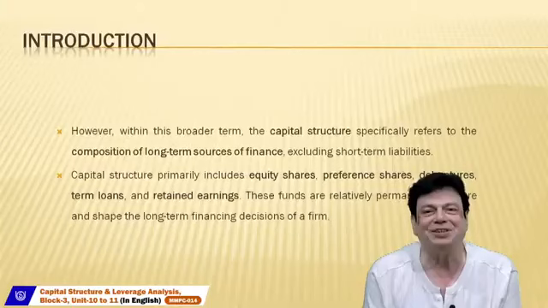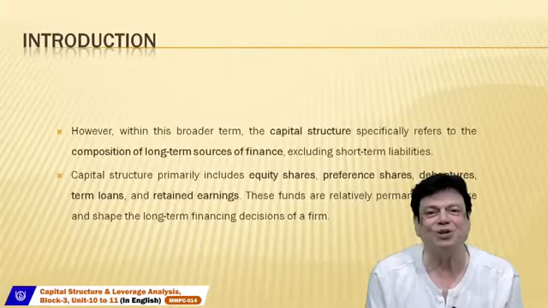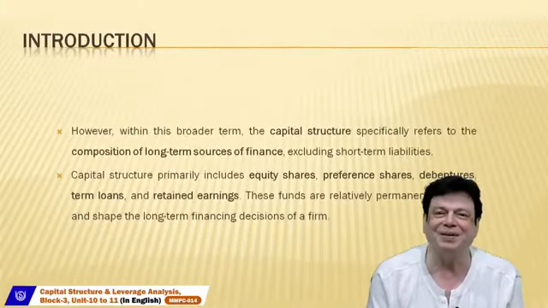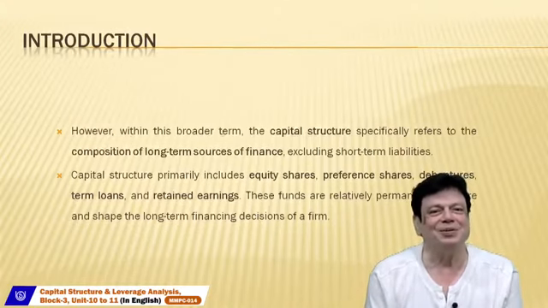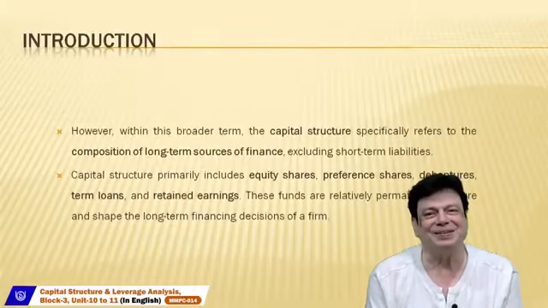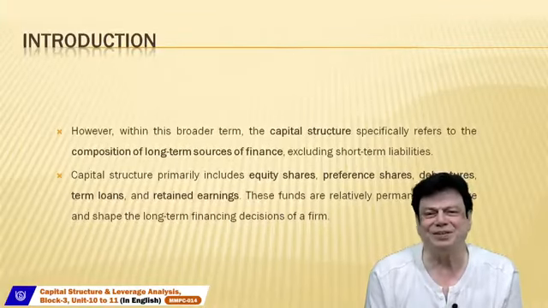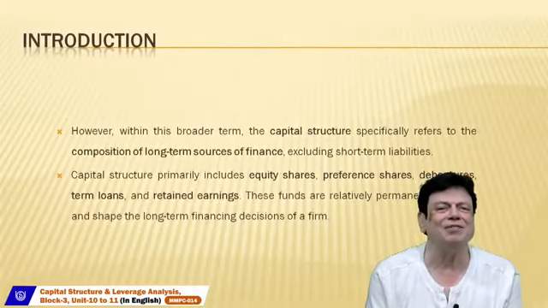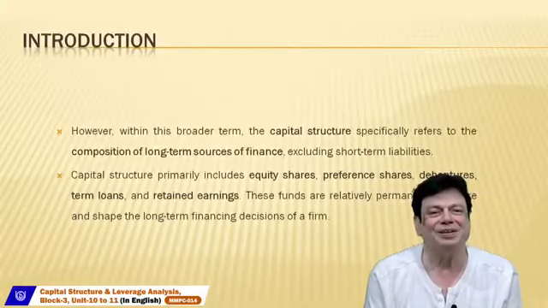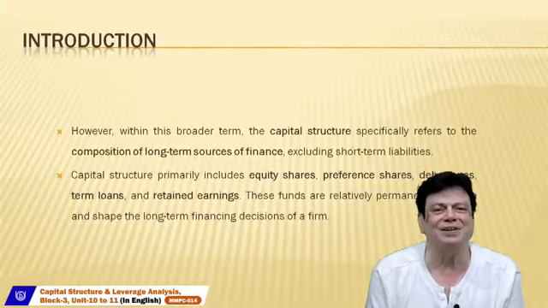However, within this broader term, capital structure specifically refers to the composition of long-term sources of finance, excluding short-term liabilities. Capital structure primarily includes equity shares, preference shares, debentures, term loans, and retained earnings. Debentures, when you purchase them, the company pays fixed interest. Then term loans they can take from banks or financial institutions, and whatever is the profit, some portion of that they reinvest in the business.